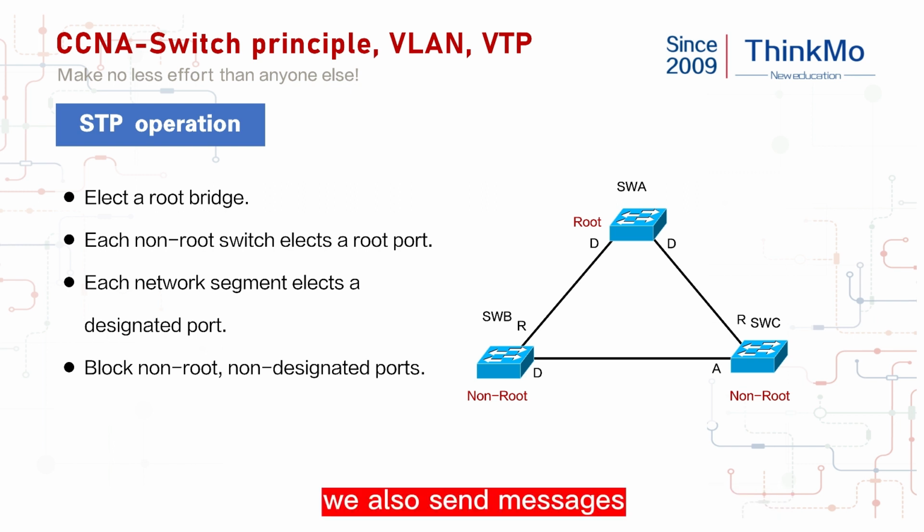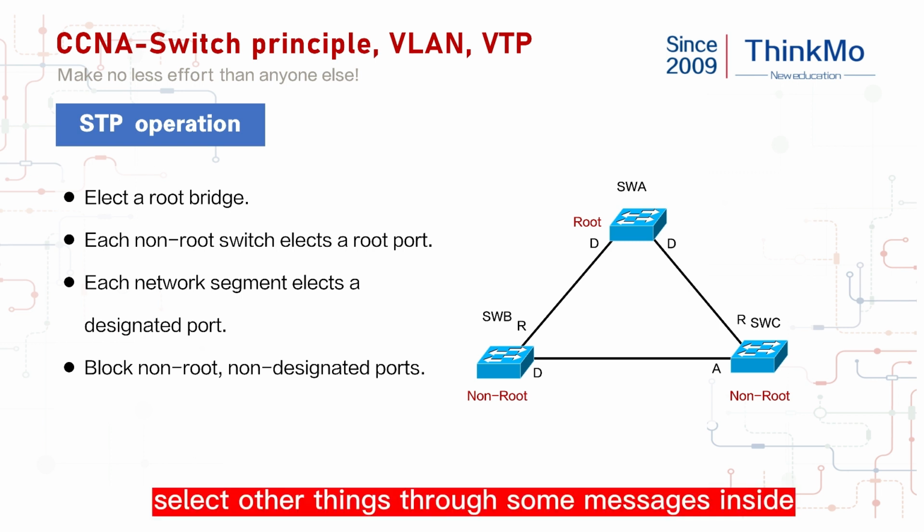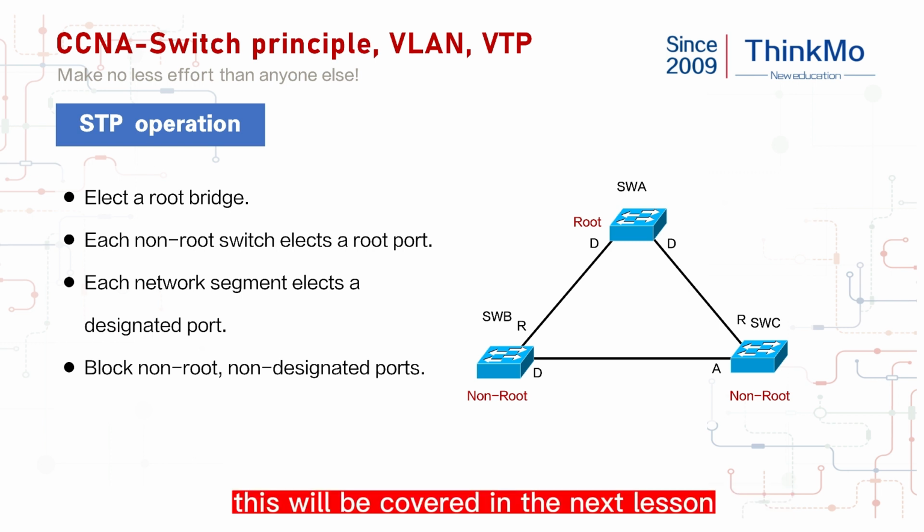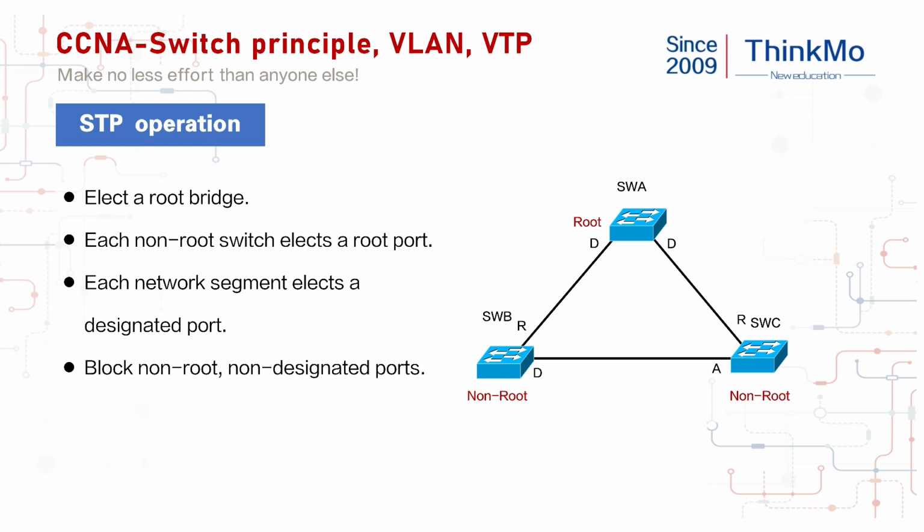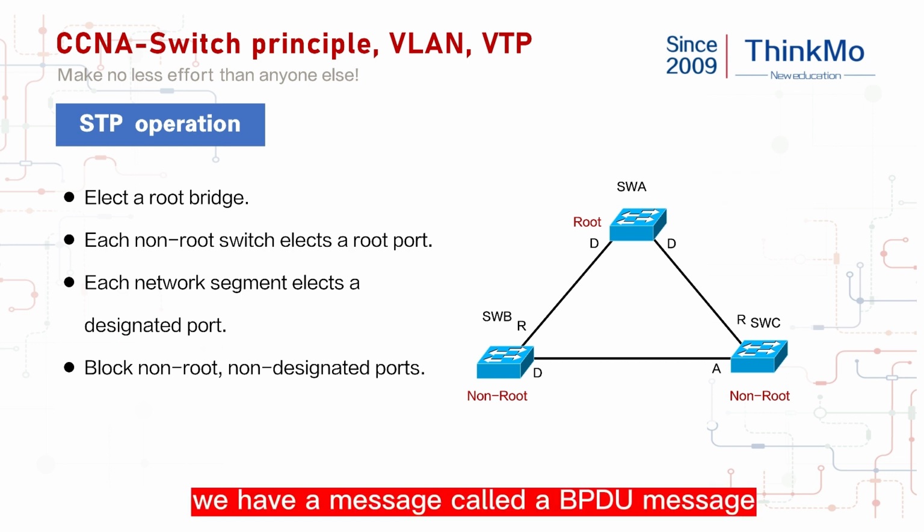We also send messages to select the other roles through some messages inside. This will be covered in the next lesson. We want to choose the root bridge, root port, and designated port. For these three parameters, we have a message called a BPDU message.